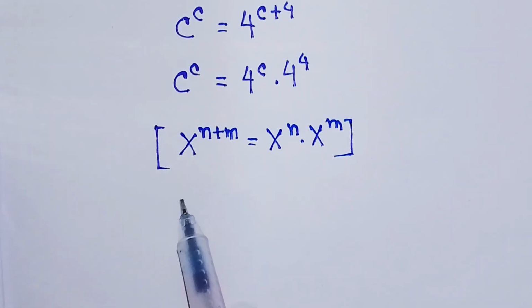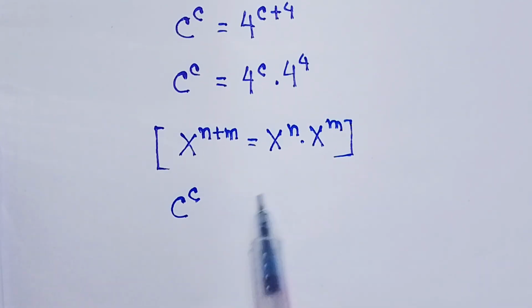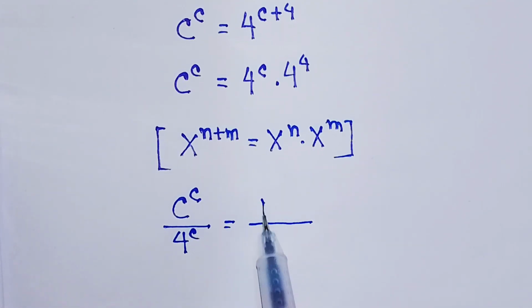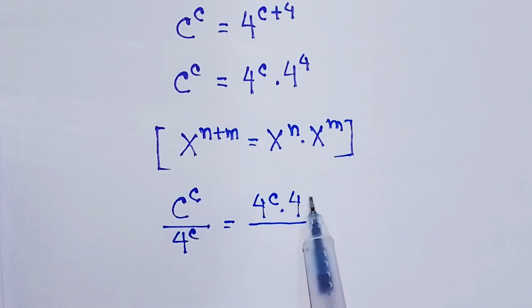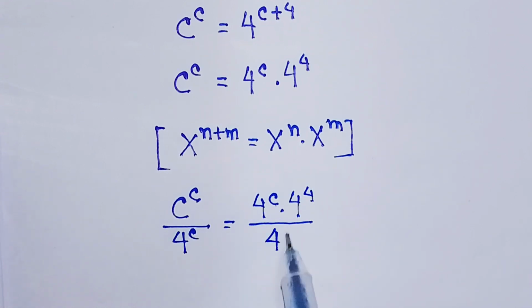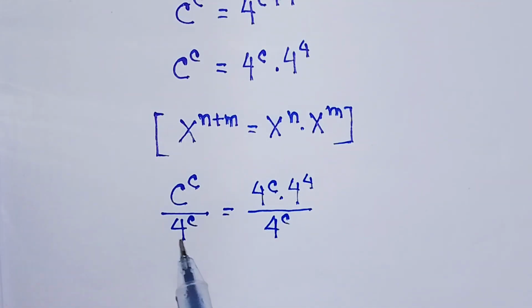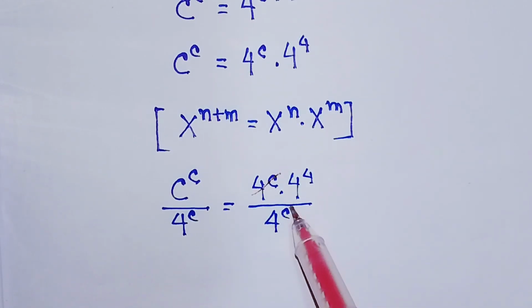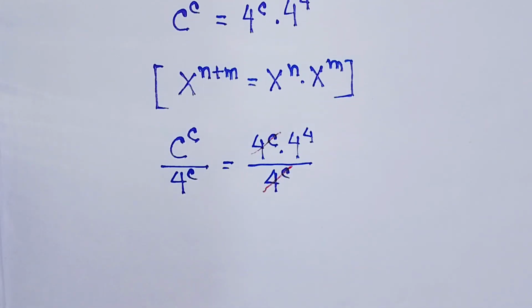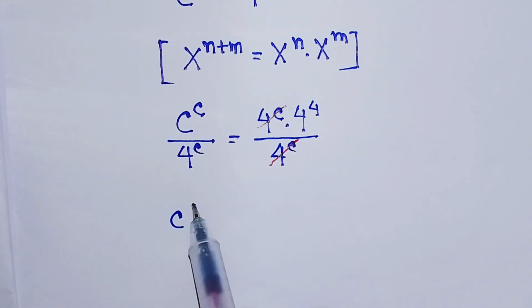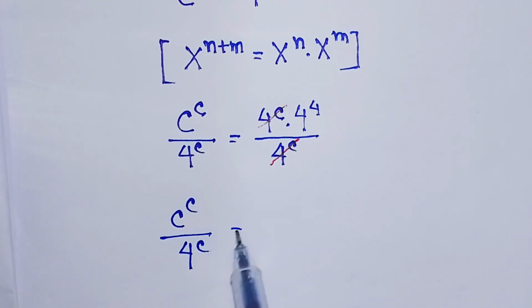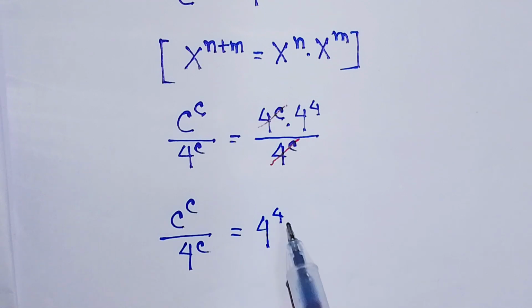Then we can easily write c to the power c divided by 4 to the power c equals 4 to the power c times 4 to the power 4 divided by 4 to the power c. We just divided both sides by 4 to the power c. So from here we can cancel out this 4 to the power c and this 4 to the power c. After that the equation looks like c to the power c divided by 4 to the power c equals 4 to the power 4.